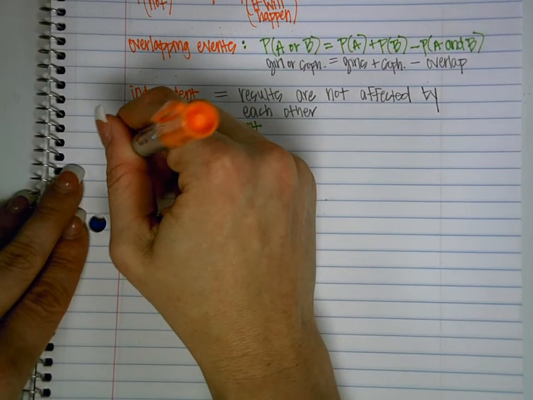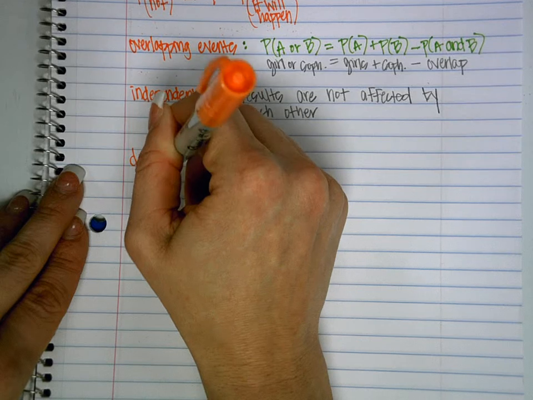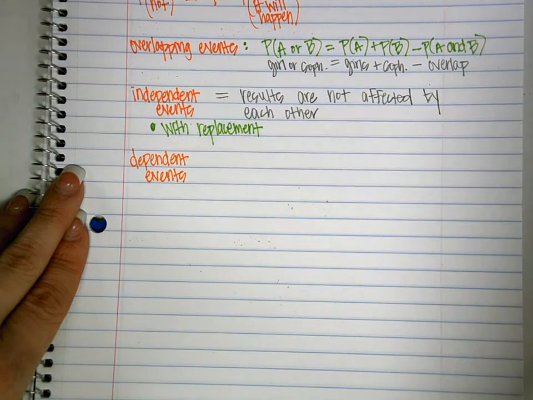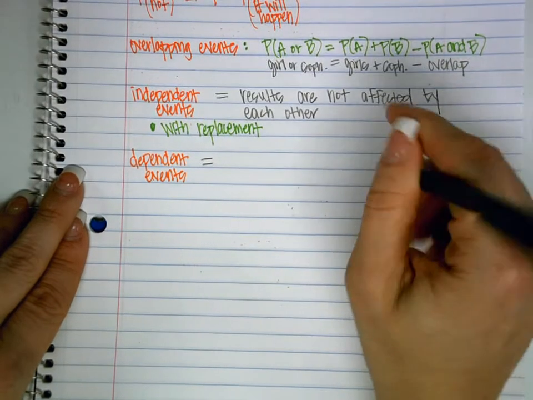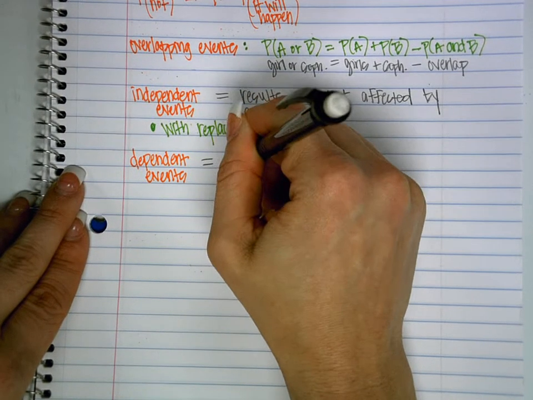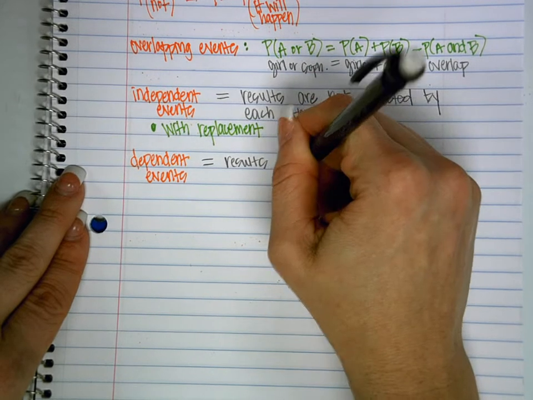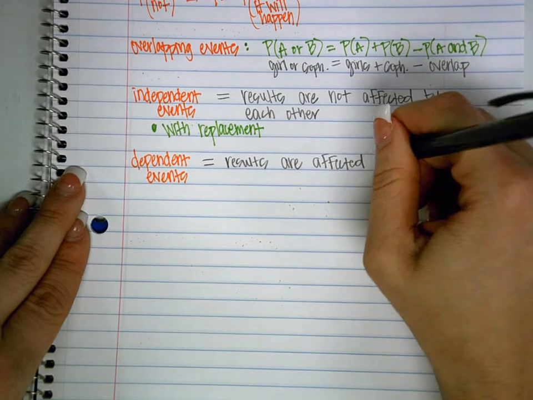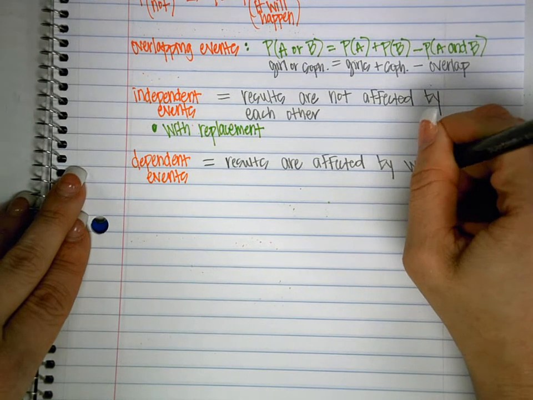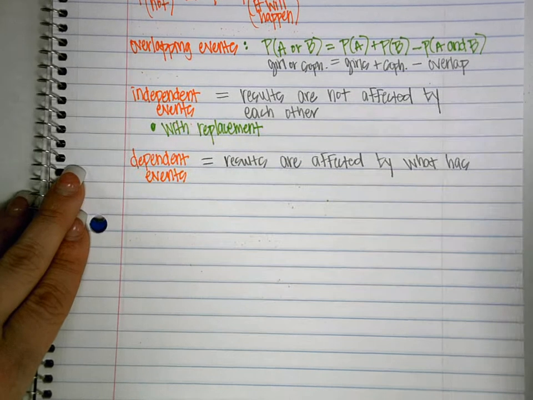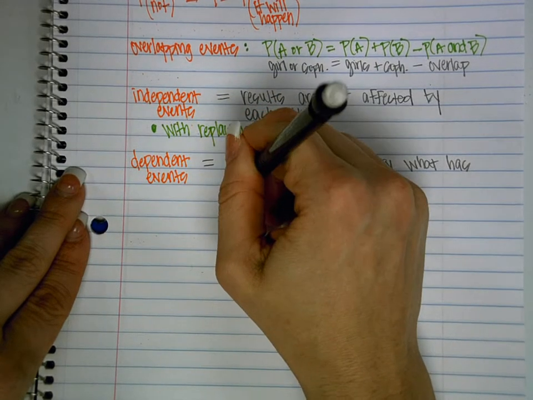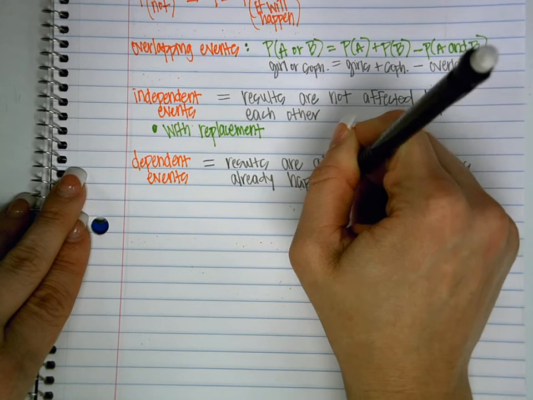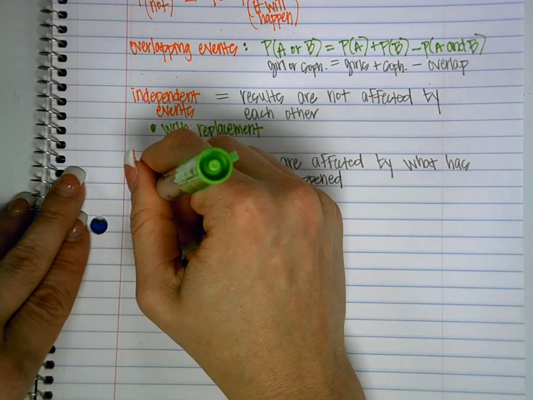Okay, then we went over dependent events. Dependent events are opposite from independent events. That is when the results are affected by what has already happened. So that is considered without replacement.